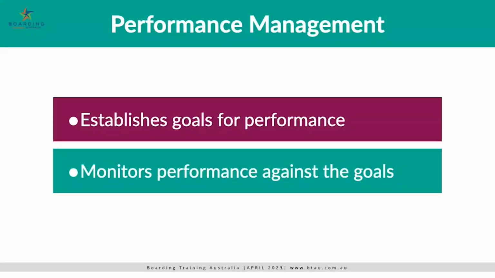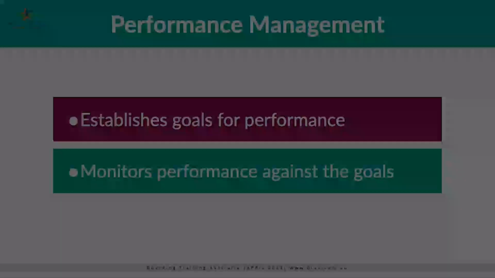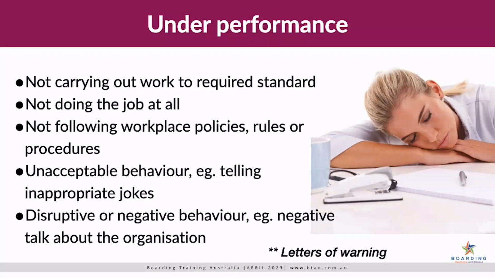In performance management, goals are set for performance, and these are usually time oriented, so complete this by such and such a week or by the end of this week, and then performance is monitored against those goals. So let's look at underperformance. This is not carrying out work to the required standard, not doing the job at all, not following workplace policies, rules or procedures, unacceptable behaviour such as telling inappropriate jokes, disruptive or negative behaviour or negative talk about the organisation.